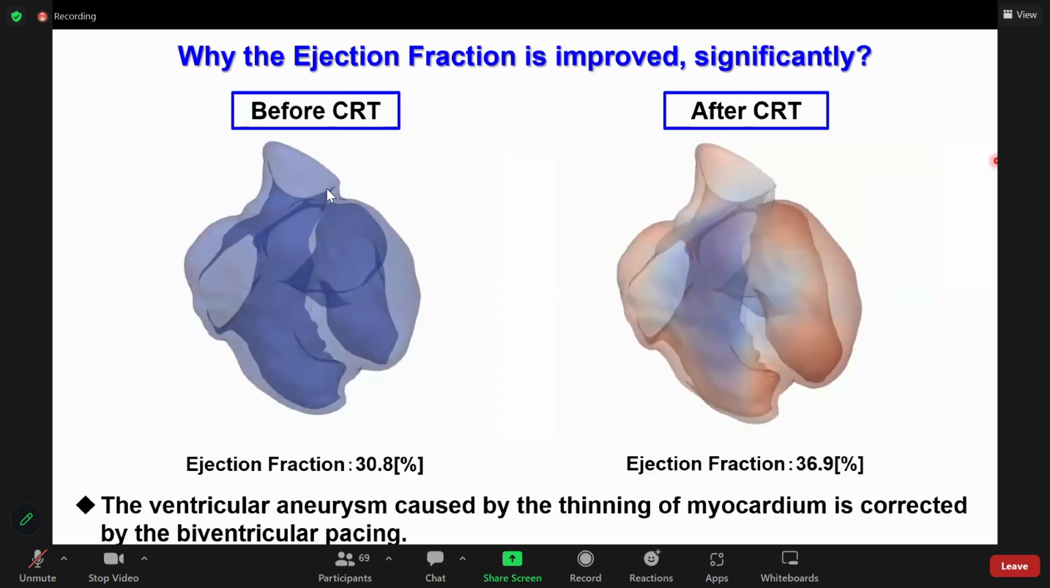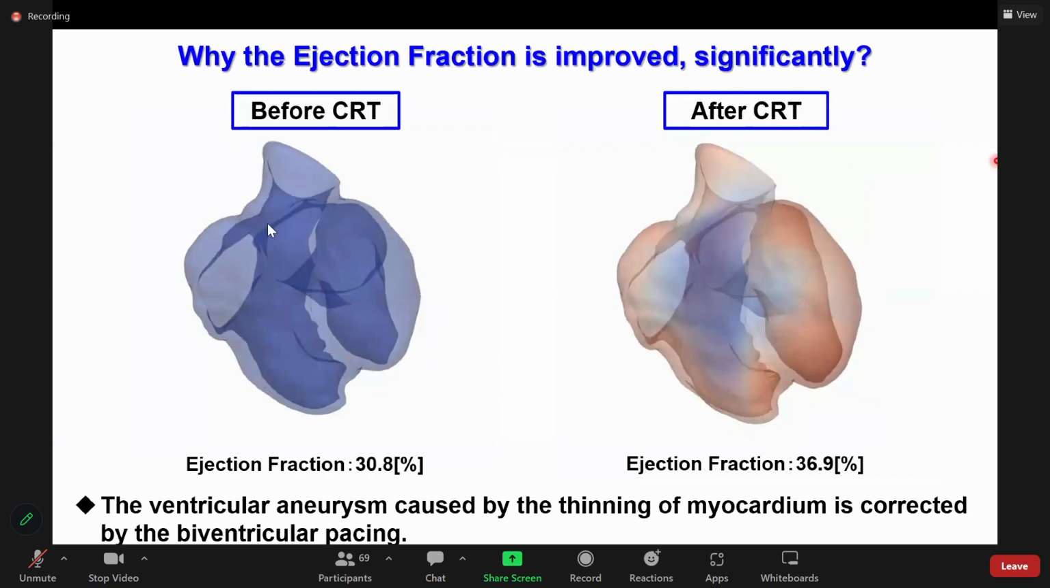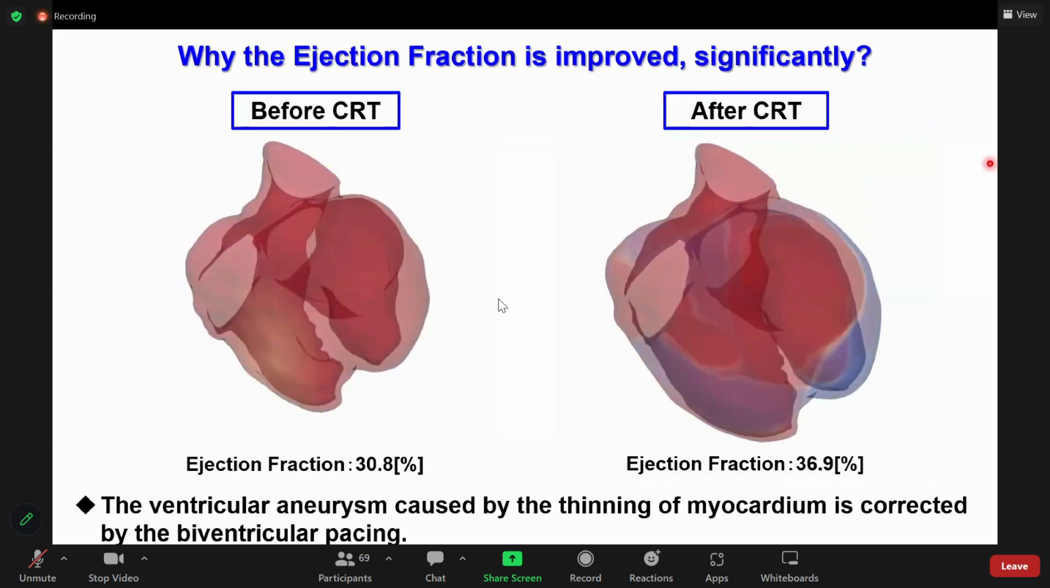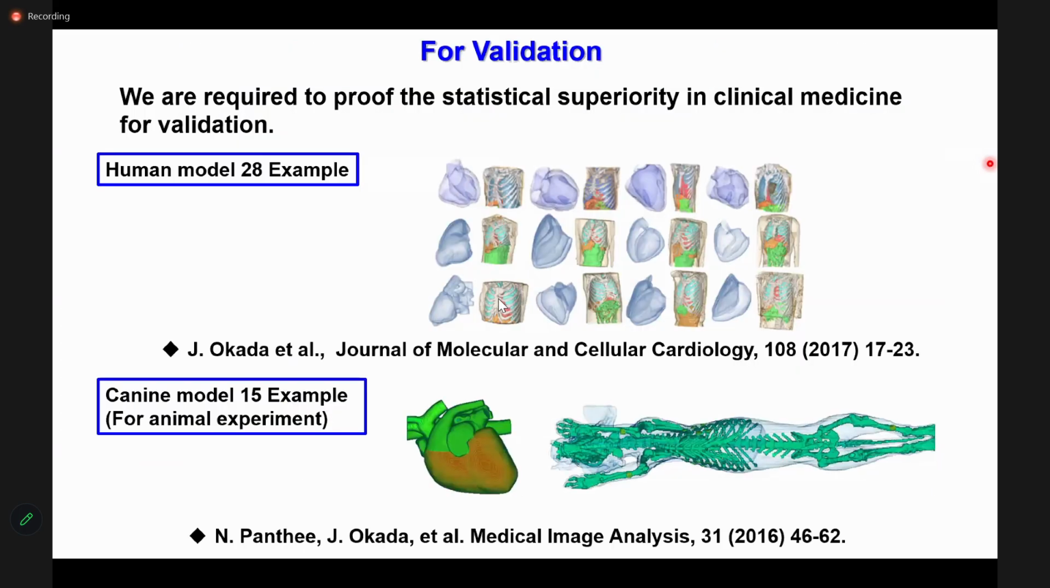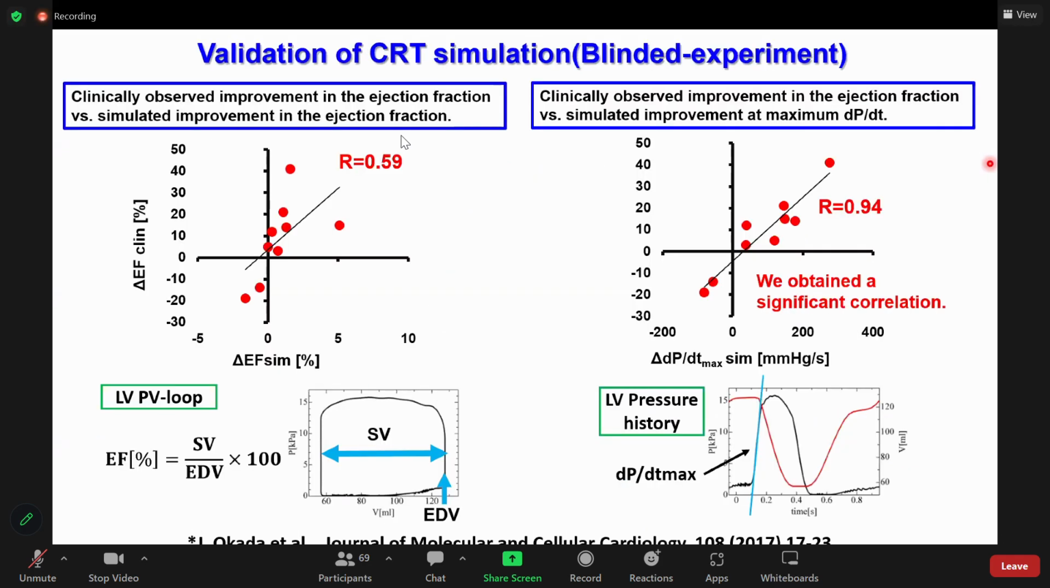For validation, we are required to prove the statistical superiority in clinical medicine. We have 50 clinical examples for the validation. This slide summarizes the validation of CRT simulation by blind experiment. In both figures, the vertical axis is the clinically observed improvement in the ejection fraction.